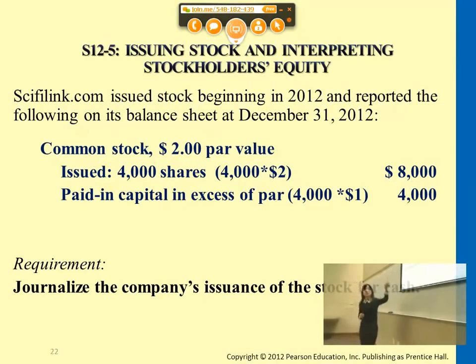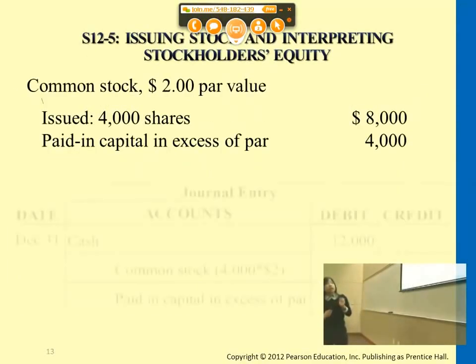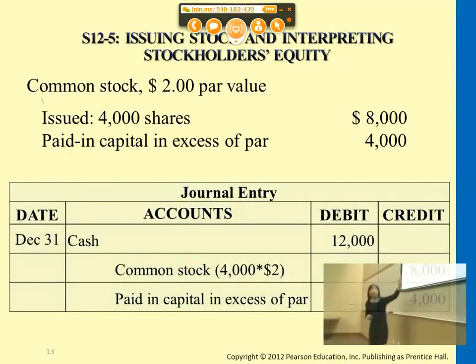Okay, so if this is what's shown on the balance sheet, and I've asked you if we go backwards, what would the journal entry look like? Then the journal entry will look like this. You have common stock, 4,000 times $2, the face value, and then you have paid-in capital in excess of par, the part that's above face value, $1, 4,000 times 1. So the cash part, if we want to calculate this, basically is the issue price $3 times 4,000 shares. That's how we get $12,000.